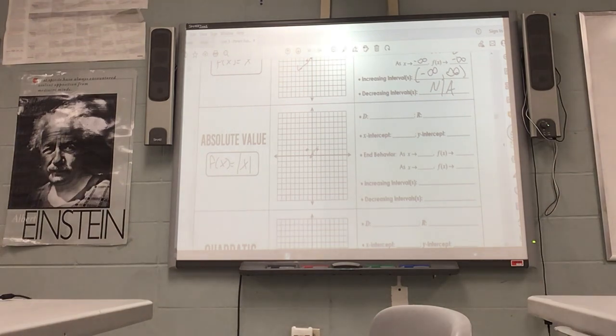So there would be the parent function of our V. What are we using this one test? It's part of your notes. I'm trying to help y'all out. You let me.